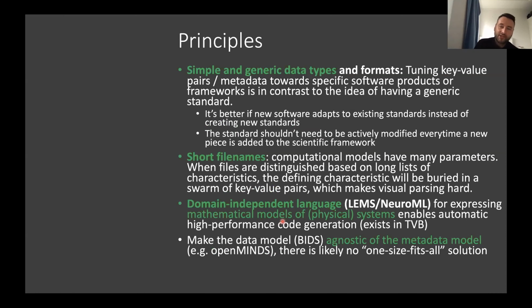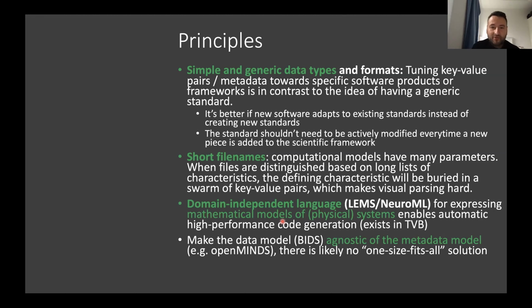Derived from these observations, we can formulate some principles, like it's good to have simple and generic data types and formats. So instead of tuning everything towards specific software products and frameworks, it's better to have something in a very generic and simple way, such that new software can easily adapt to an existing standard, right? So it's better if we have a standard, and if someone develops something new, then they adapt to the standard instead of defining a new standard.